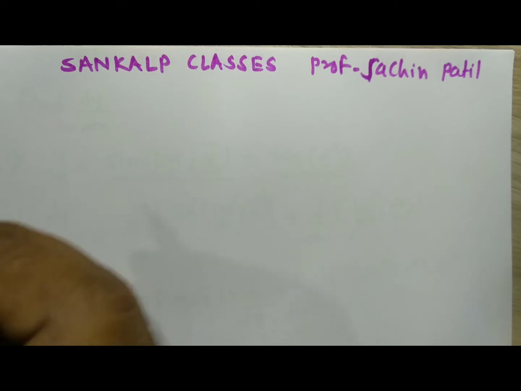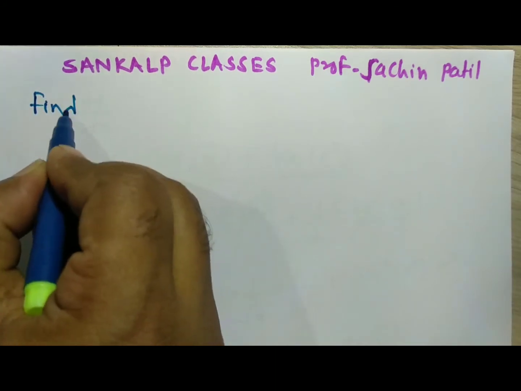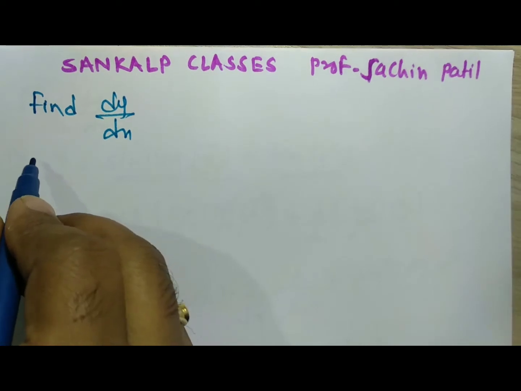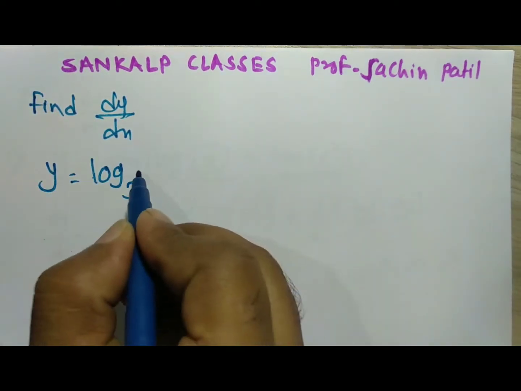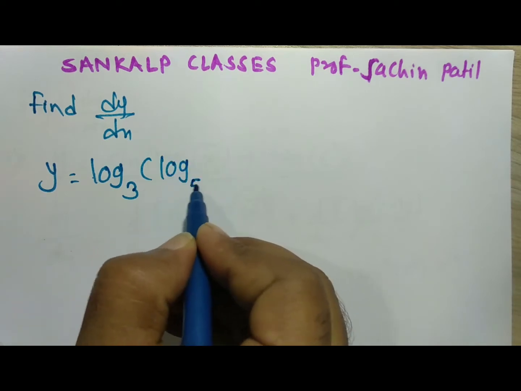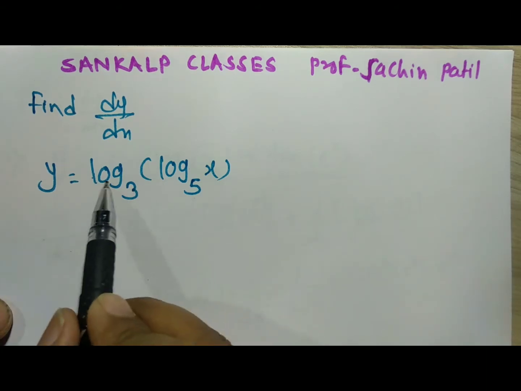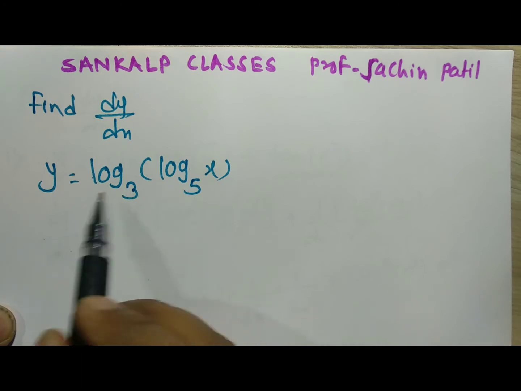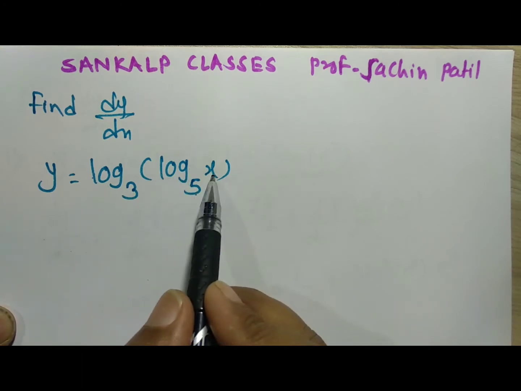Right now we are going with composite functions, and you have to find the derivative. Find dy by dx, where y is equal to log to the base 3 of log to the base 5 of x. Here, first of all, we have to think about what the base is. Different bases are there. We have to take the consideration of log to the base 5 of x here.